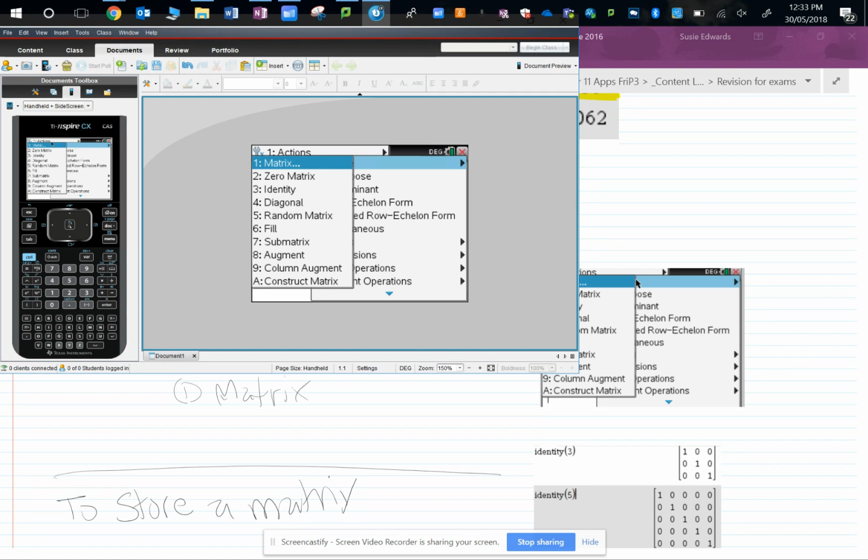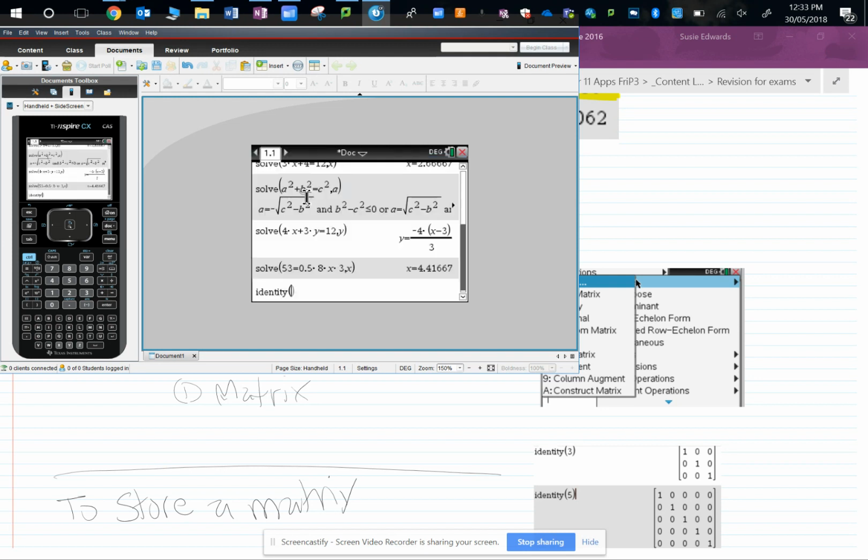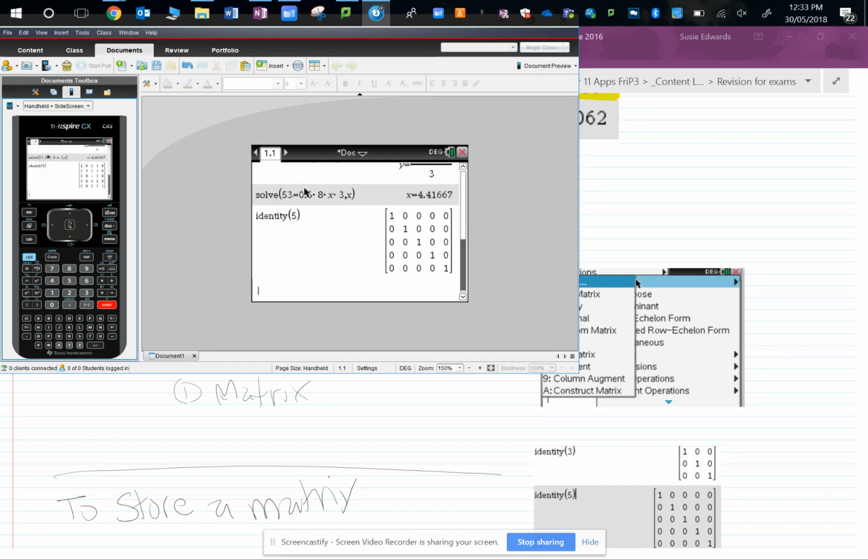So if we wanted an identity matrix, I can click on identity, and then it puts in brackets because it's saying, I want to write an identity matrix, but how big of an identity matrix do you want? I might say I want a 5 by 5 matrix. So I'm just going to click in 5 and press enter, and it's going to give me a 5 by 5 identity matrix there.